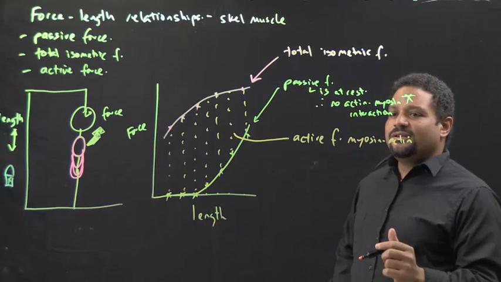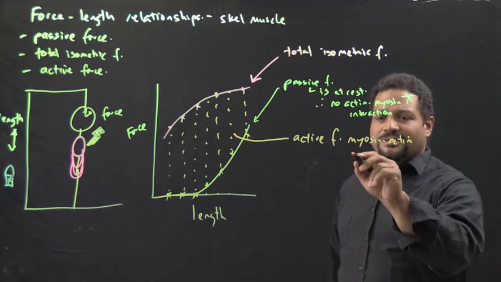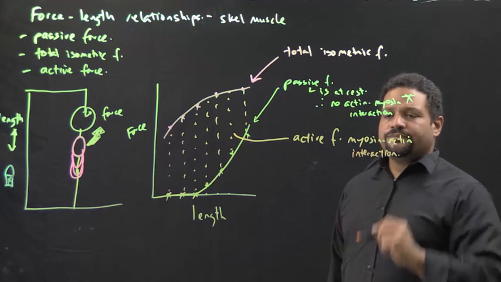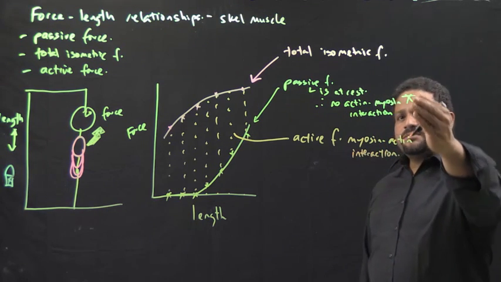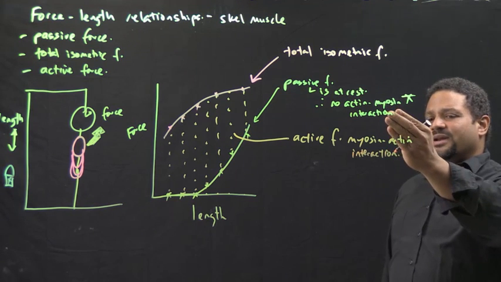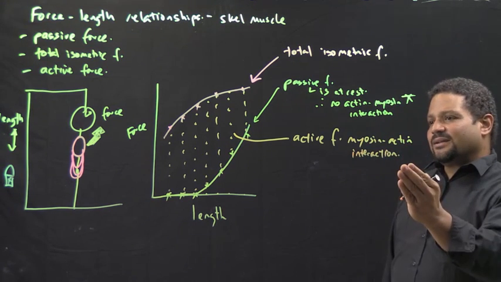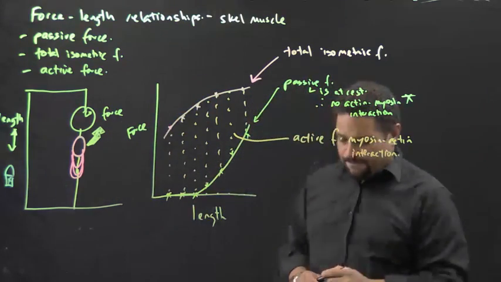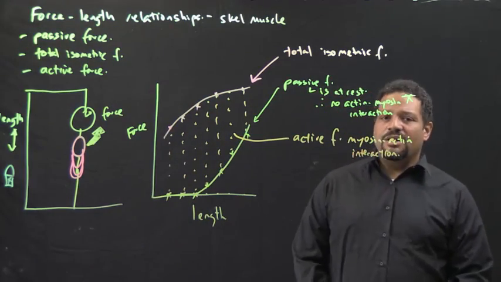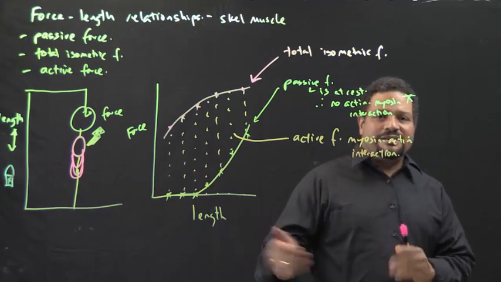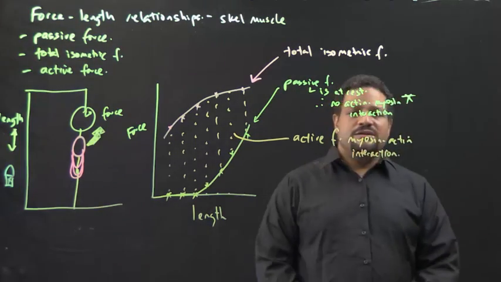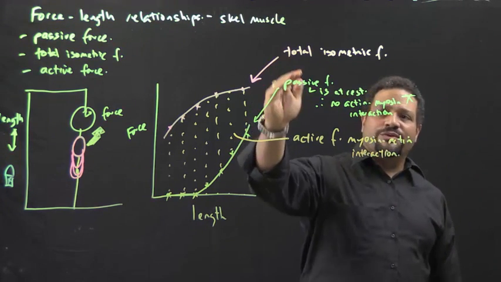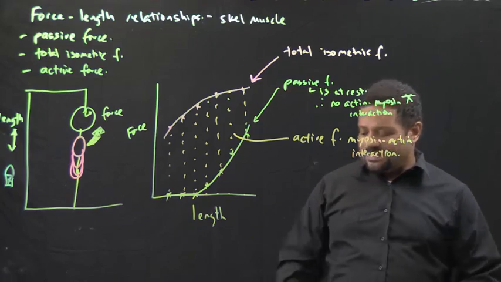That's the force generated by the myosin actin interaction. Passive force, there's no myosin actin interaction. Active force, myosin actin interaction. And that represents this whole area between the curves. Some of you students are asking, well, how is that represented diagrammatically? So this active force, as I mentioned before, is the total isometric force minus the passive force.